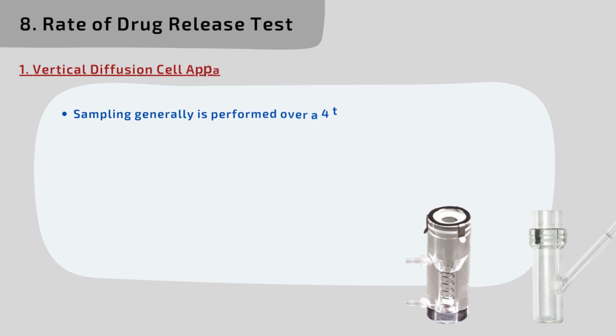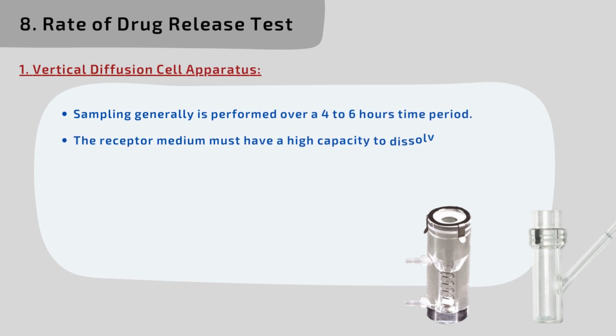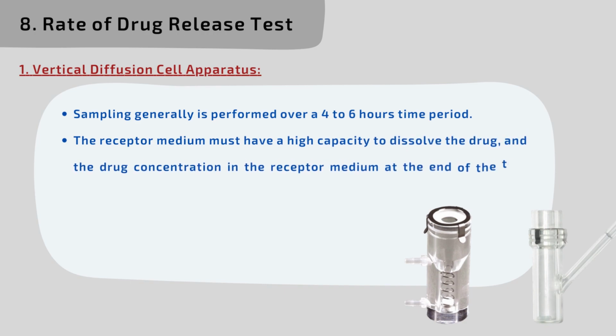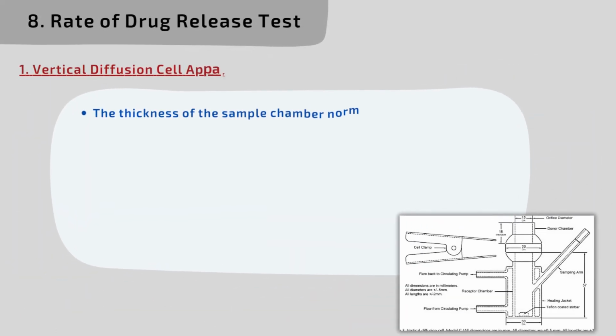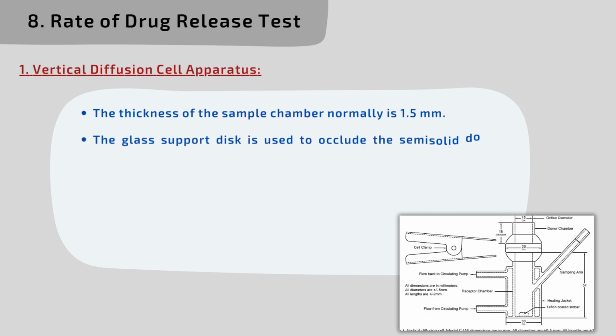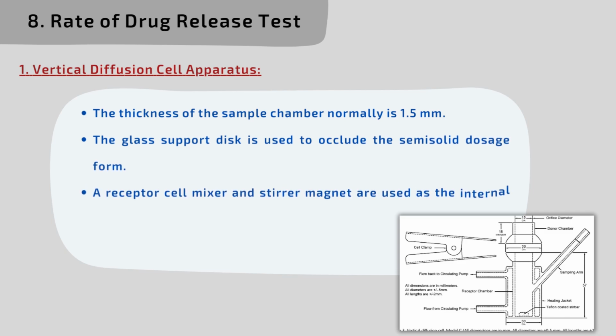Sampling generally is performed over a 4 to 6 hour time period. The receptor medium must have a high capacity to dissolve the drug, and the drug concentration in the receptor medium at the end of the test ideally should be as low as possible. The thickness of the sample chamber normally is 1.5 mm. The glass support disc is used to occlude the semi-solid dosage form. A receptor cell mixer and stir magnet are used as an internal stirring mechanism.